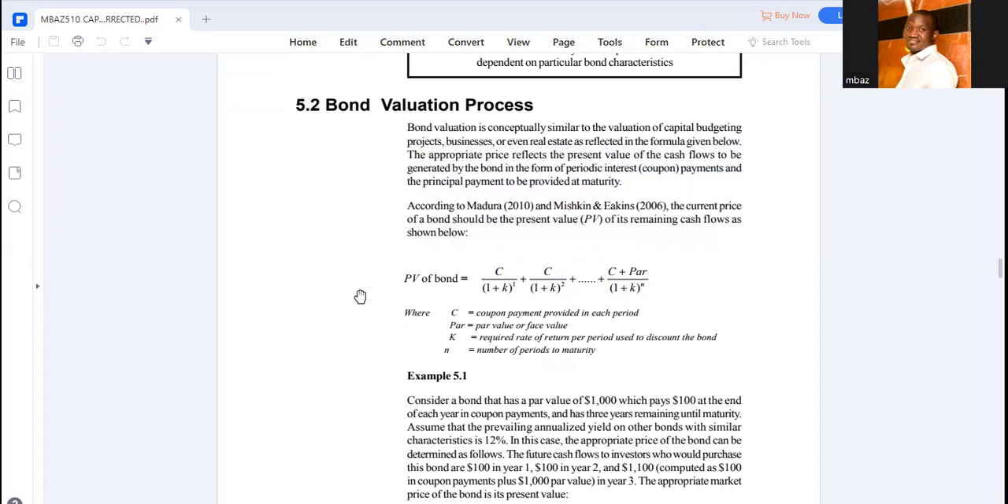To start with, bond valuation is very similar to the concept of capital budgeting, in that we are evaluating the present values of the bond. The value or present value of the bond is simply the coupon payment over the discount factor, plus coupon payment, plus par value at the end. We did look at some of the valuations last time.